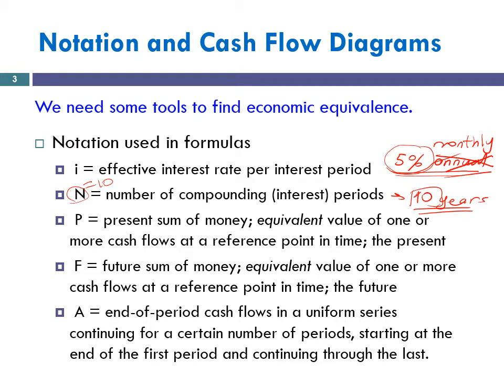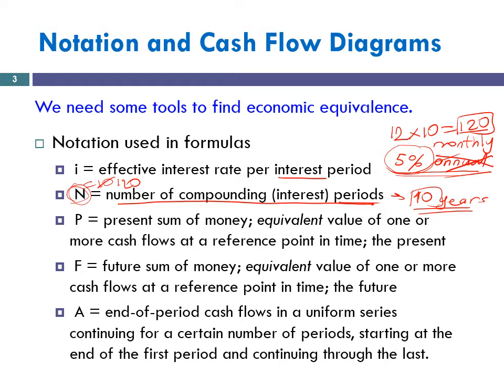And if you borrow this money for 10 years, then the total number of interest periods will be, in 1 year you will have 12 months times 10 years, so it will be 120 periods. In this case, N will not be 10, but it will be 120. Okay, so this N is not the number of years, it is not the number of months, it's not the number of quarters, it is the number of interest periods.